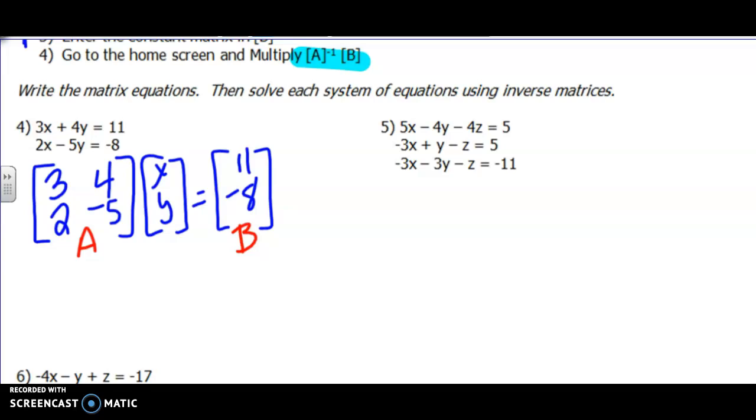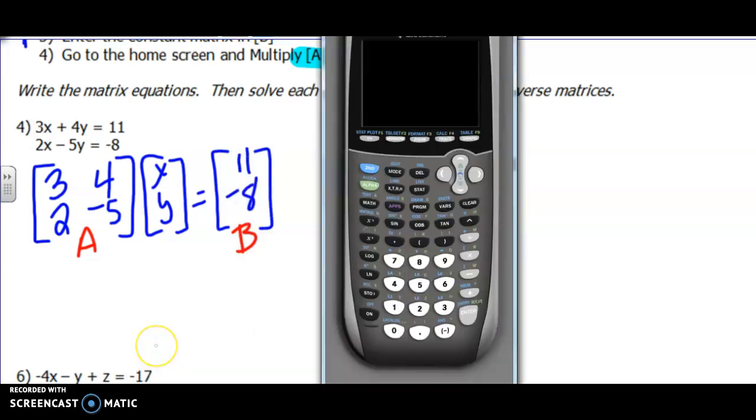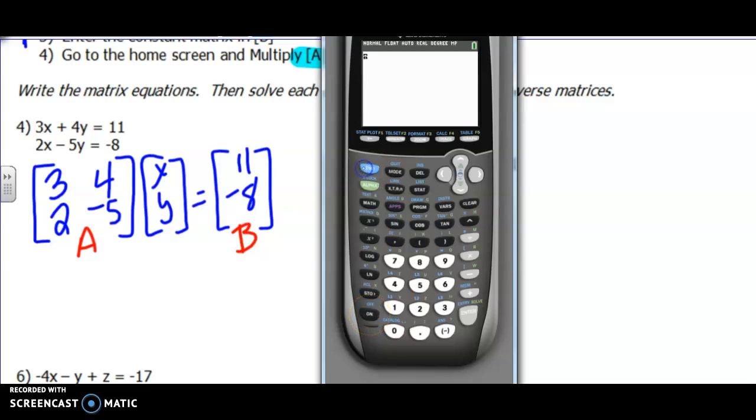Okay, so I'm going to type this into my calculator. So everybody open up your calculator and go to your matrix. So second matrix, I'm going to go over here and edit this so that A is a 2 by 2. And I'm going to put my numbers in: 3, positive 4, 2, and -5. And then I'm going to go put matrix B in.